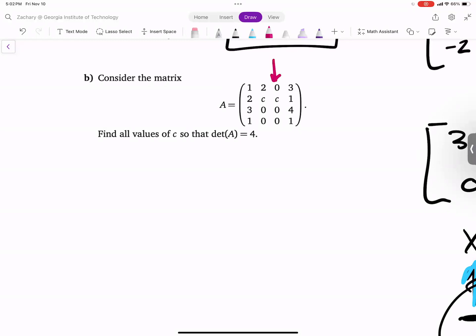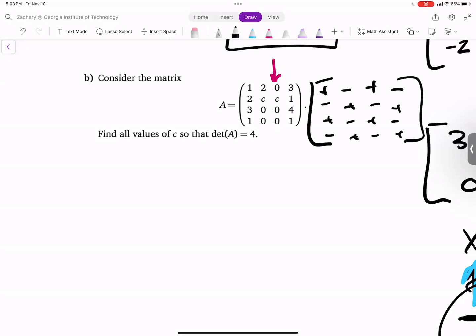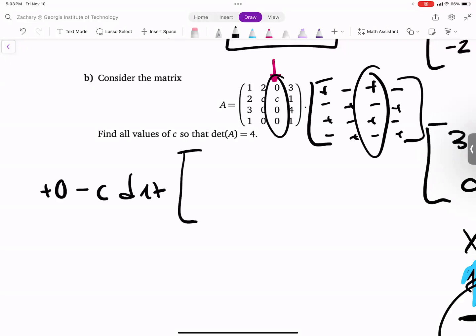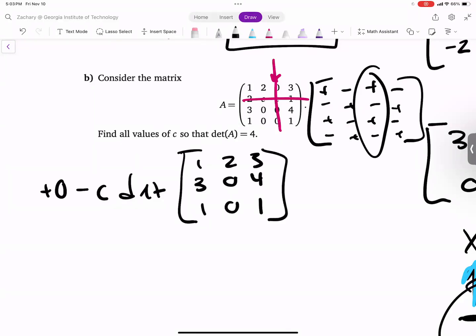Third column, right? So once again, I'm going to draw my pluses and minuses. Plus, plus, plus, plus, minus, minus, minus, minus, plus, plus, plus, minus, minus, plus. So what I'm going to get is, we're talking about this column, so it's going to be plus 0 minus c times the determinant of, well, what's not in line with c? 1, 2, 3, 3, 0, 4, 1, 0, 1. And back looking at this column, plus 0 minus 0.